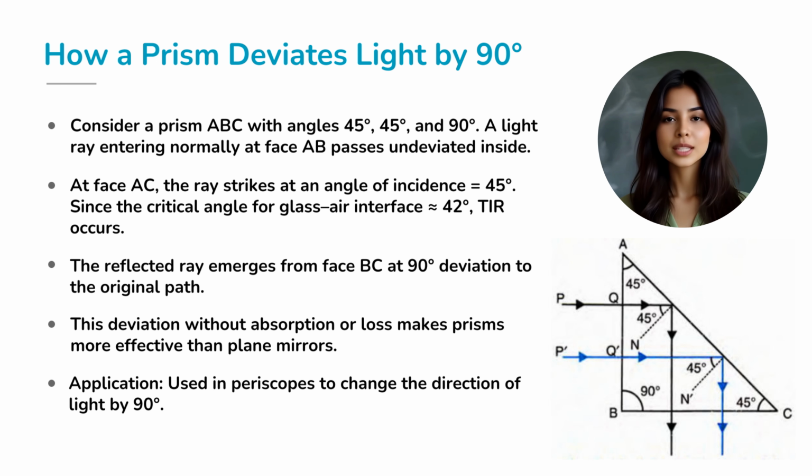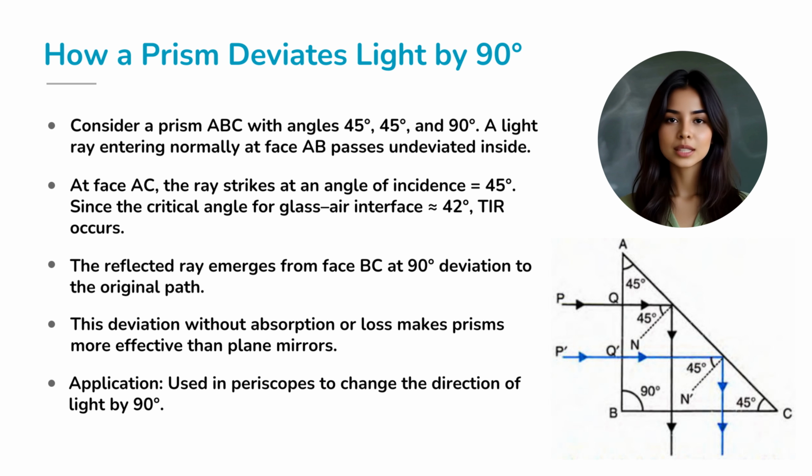Here's the first application. Take a prism with angles 45, 45, and 90 degrees. A light ray enters normally at face AB, so it goes straight in with no deviation. At face AC, it strikes at an incidence angle of 45 degrees. Since this is larger than the critical angle of 42, the ray undergoes TIR. Now, the ray reflects and emerges from face BC at a 90-degree deviation compared to its original path.